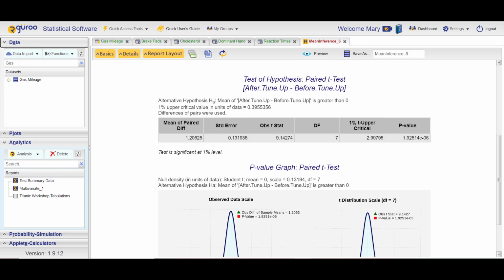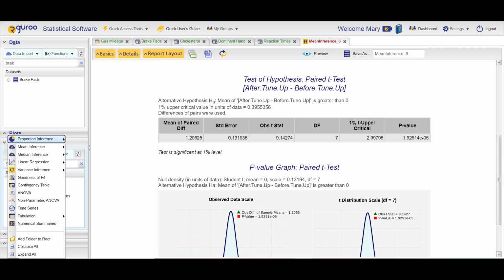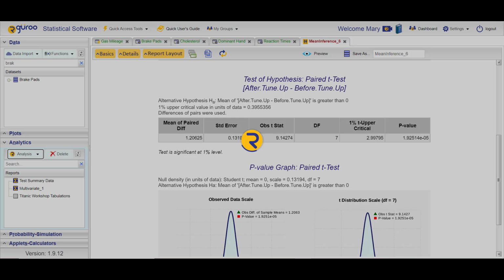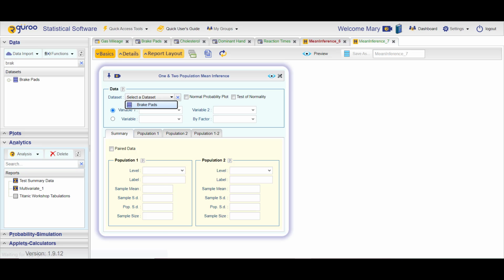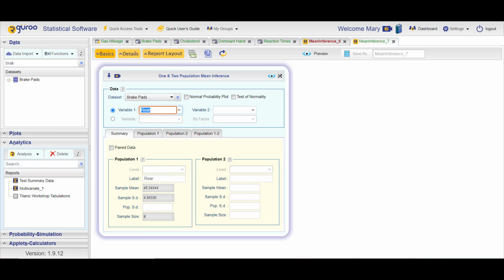All right, I'm going to go ahead. So to make this short, I'm going to type in brake pads. All right, so I've got that up, brake pads. And then I'm going to go to analytics and I'm choosing mean inference 1-2 population. I'm going to select my data set, brake pads, and then variable 1 we said has to be rear, variable 2 has to be front. And then we want to pair it. So click paired. So again, brake pads, variable 1 is rear, front, and then paired.